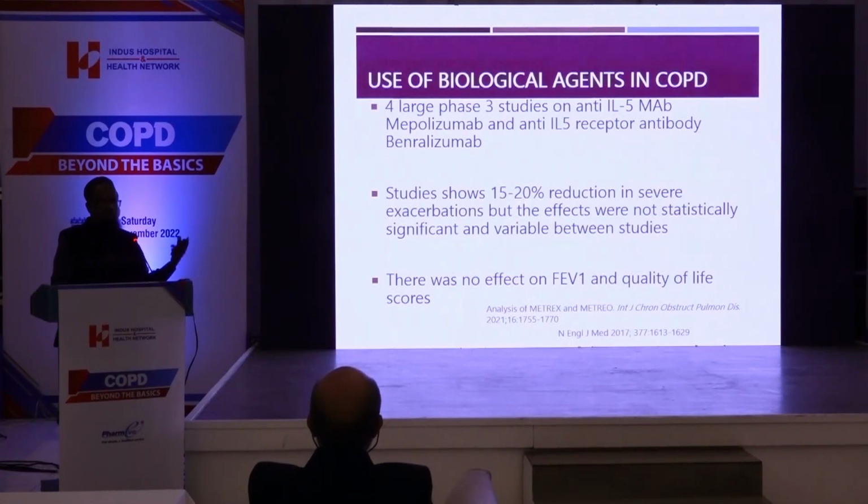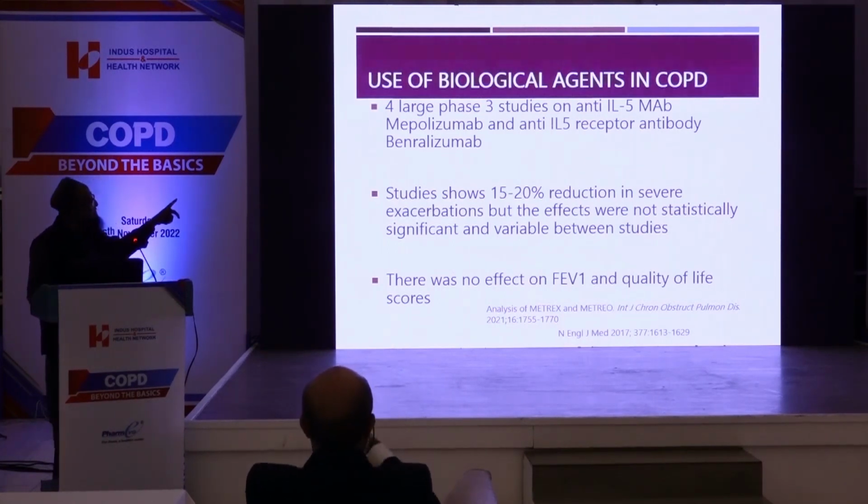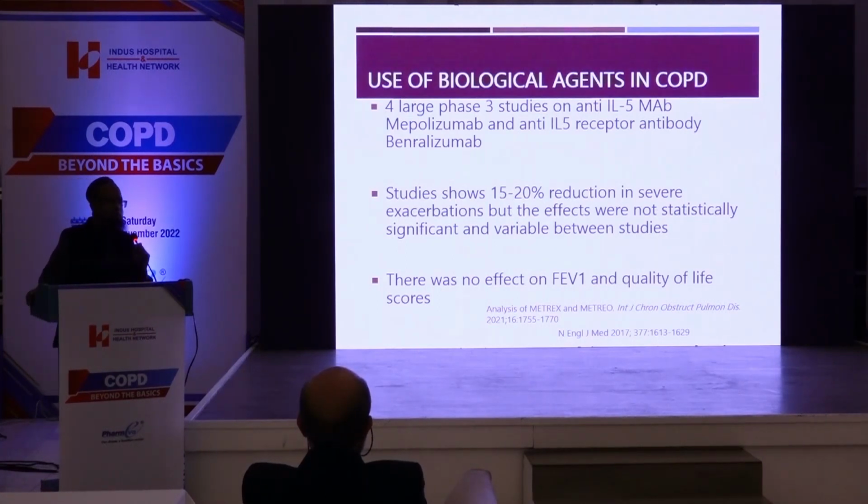Biological agents: 4 large phase 3 studies have been done, mainly on anti-IL-5 mepolizumab and anti-IL-5 receptor antagonist benralizumab. There has been a 15 to 20% reduction in exacerbation rate, but no improvement in FEV1 or quality of life. So it's still not an established treatment, but the trials are going on. Because biological agents are used a lot in asthma, that's why I included this as well. What's the role of biologicals?